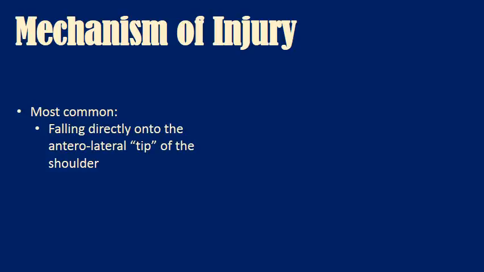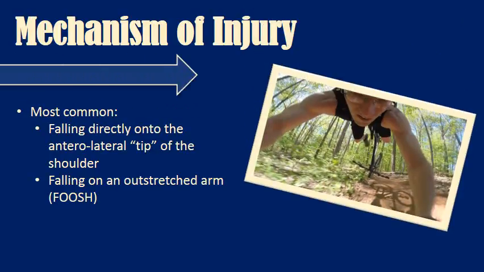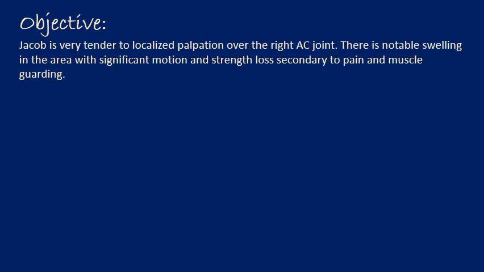It is particularly important to ask the patient about the mechanism of injury, as it can help the clinician focus their evaluation. A fall on the tip of the shoulder or on an outstretched arm are the most common mechanisms for injury for the AC joint. Objective findings revealed Jacob is very tender to localized palpation over the right AC joint. There is notable swelling in the area with significant motion and strength loss secondary to pain and muscle guarding.